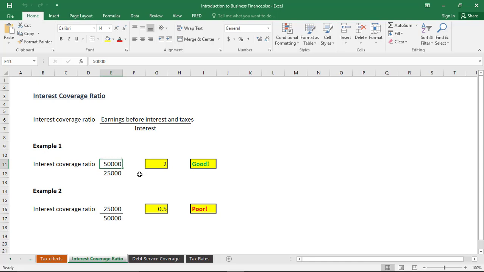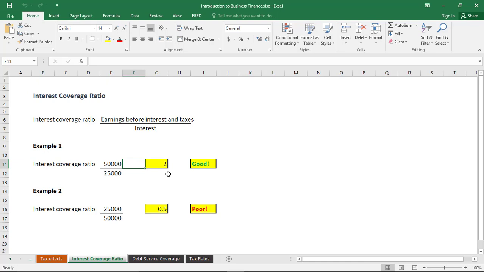So we have enough profits to pay interest. We have 2 times the profit when compared to the interest. So 2 times is the ideal ratio. So that means interest coverage ratio is good. And in example 2, we have 25,000 rupees as profit and 50,000 rupees as interest. So we will be making a loss if we pay this interest. The ratio is 0.5, which is very poor. So the ideal ratio should be 2 and anything more than 2 should be fine.